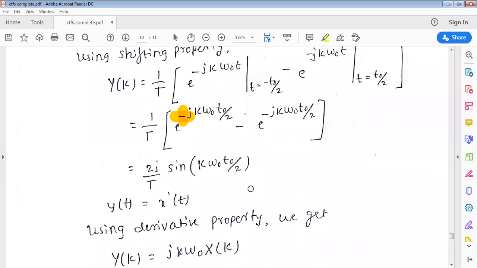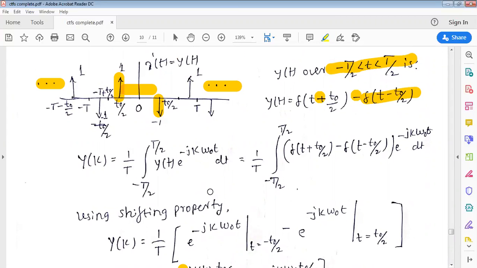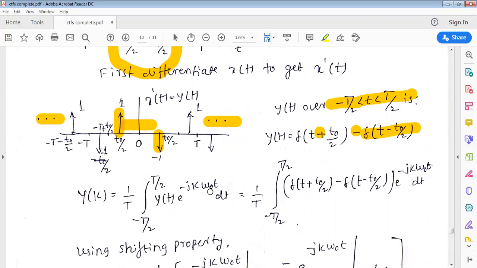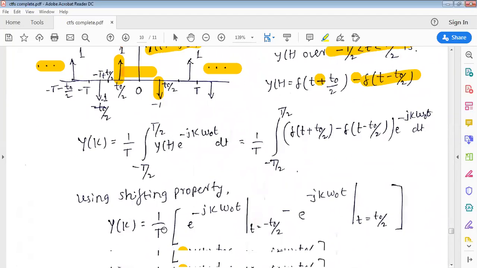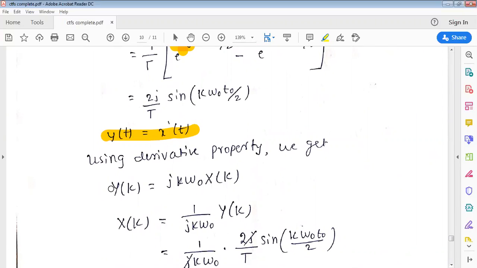But I don't want the Fourier series coefficients of y of k, I want the Fourier series coefficients of x of k. I know y of t is equal to the derivative of x of t, because I'm using the differentiation property. Therefore, y of k is jk omega naught into x of k. So what is your x of k? 1 by jk omega naught into y of k.